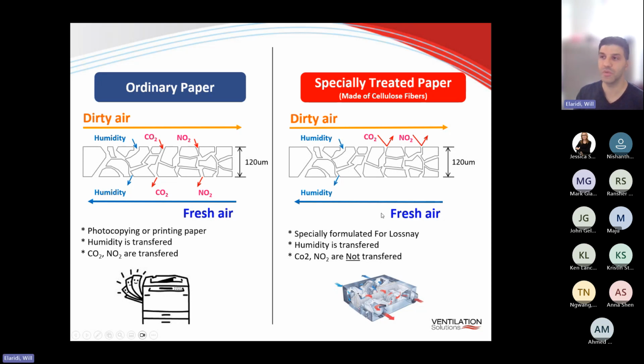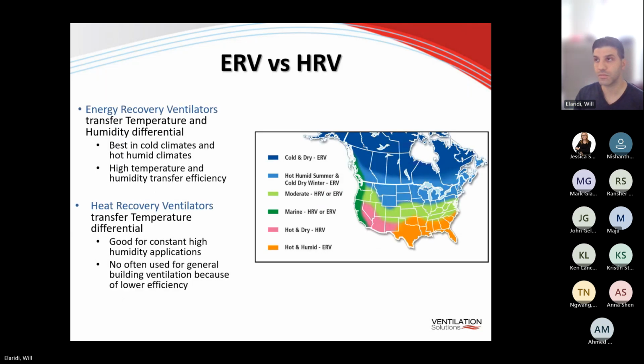So this is what we want to achieve here, because when the two airstreams are passing through, one is exhaust and one is supply fresh air, we want to have at least a near zero cross-contamination situation here, because at the end of the day, if there is cross-contamination, we are defeating the purpose of providing fresh tempered air here.